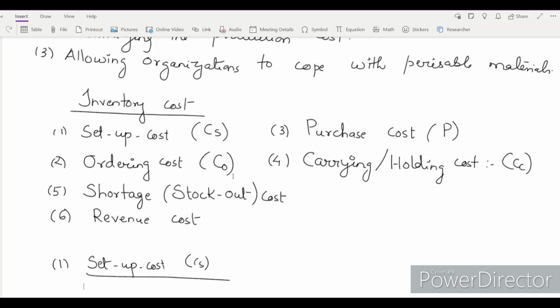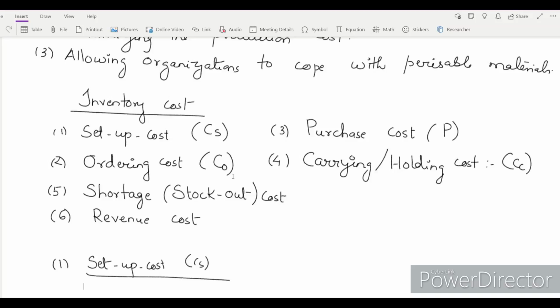Next, fourth one is your carrying or holding cost. Carrying and holding cost means you're holding the inventory. That means it includes your rent for your space for storage. And suppose the inventory that you have ordered is, let's say, 2 lakhs. So you are blocking 2 lakhs rupees in your inventory items.